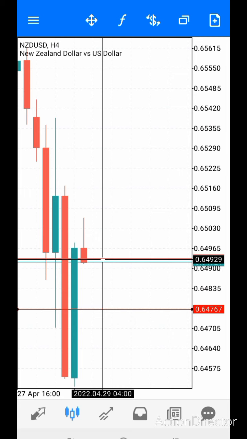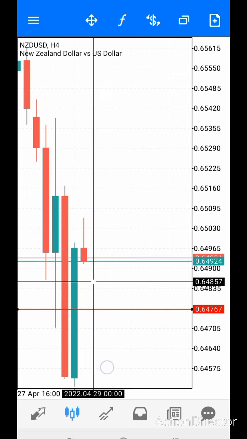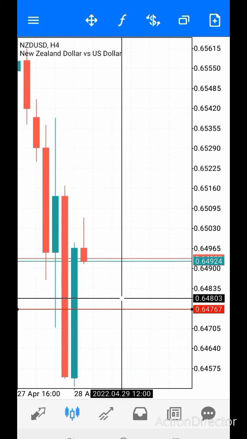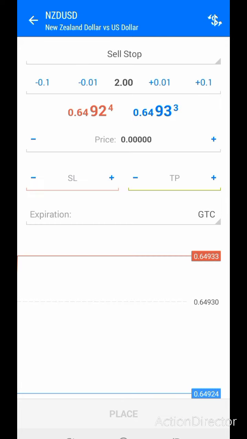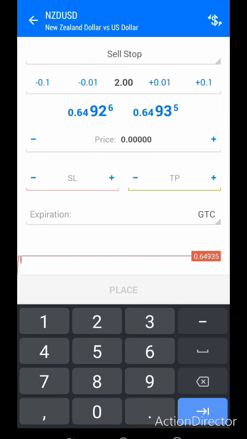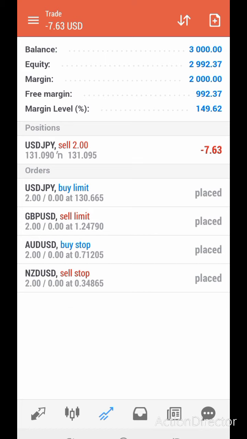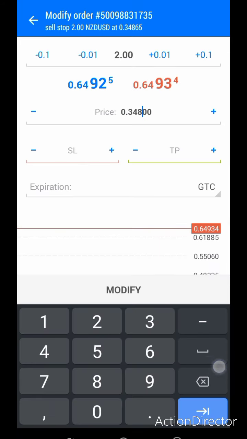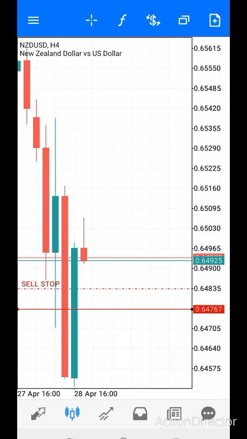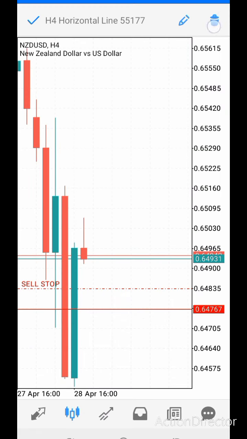So how do you place your sell stop? Basically, you look for a price below the current price. Let me assume I'm expecting the market to get to this price, which happens to be 0.64835. I will just go here, sell stop, 0.648. I can easily correct that. 0.64834, I guess. Boom. That's it here. Let me delete this. Delete.